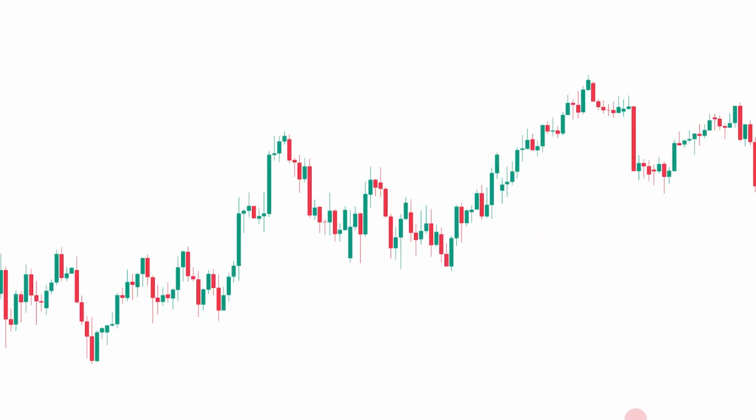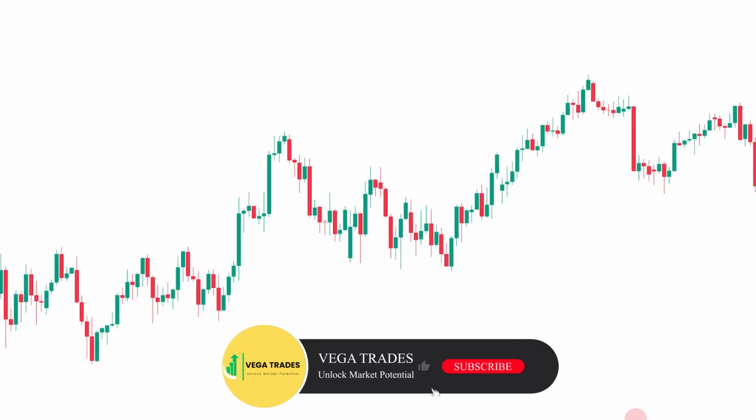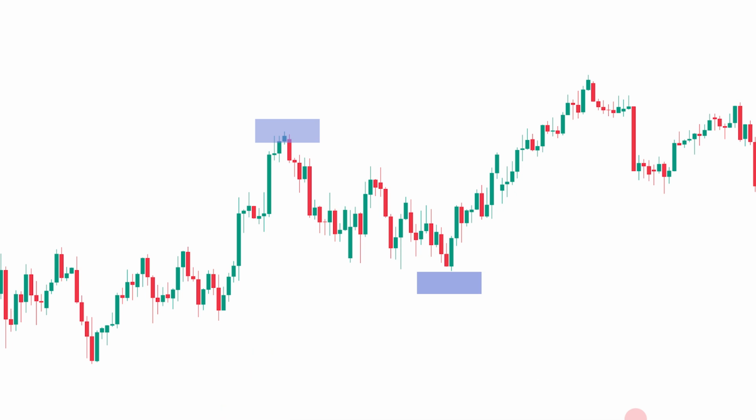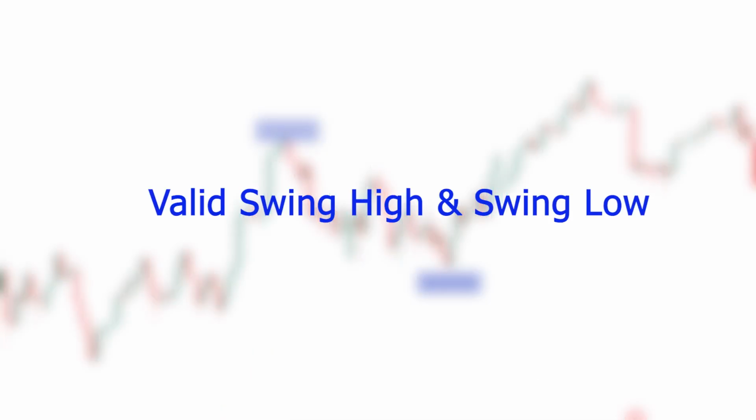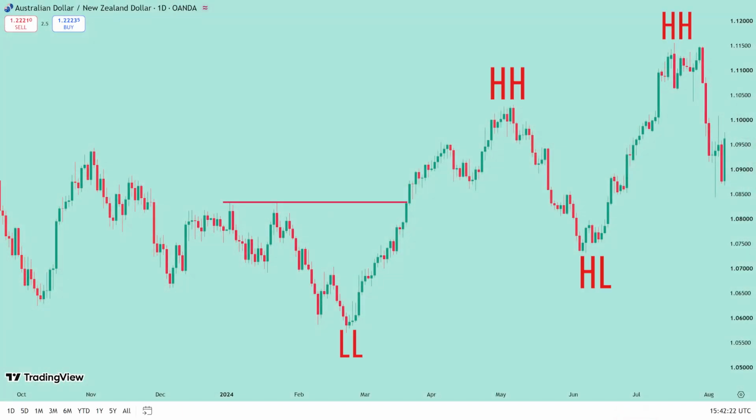Why? Because a single mistake in identifying a swing high or a swing low can completely change your view of the chart. In this video, you'll learn how to identify valid swing highs and swing lows the right way, so you can read market structure with confidence and stop making the mistakes that trap most traders.